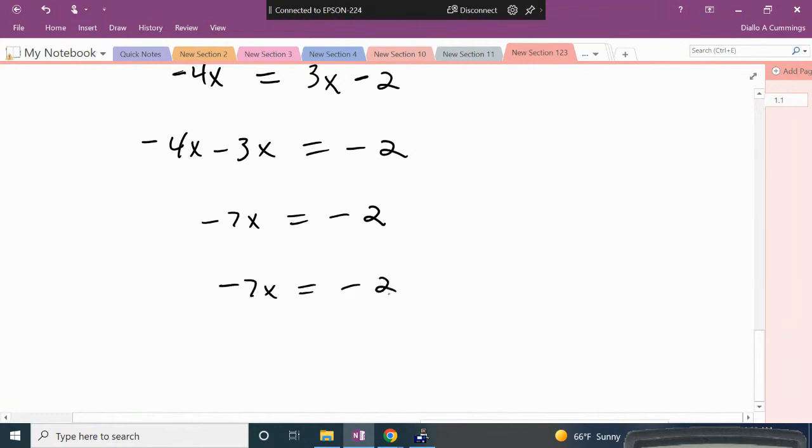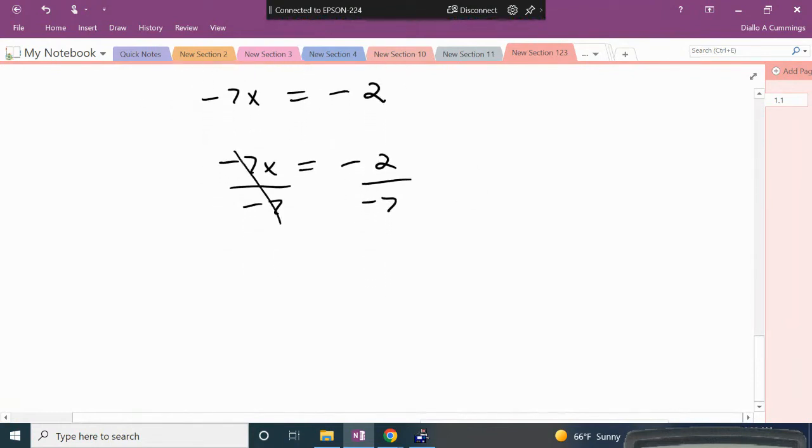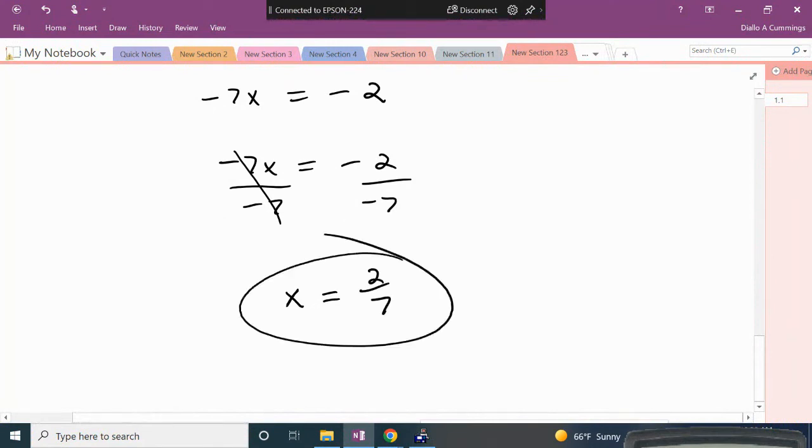So I'm going to put an extra step in. I'm going to divide both sides by negative 7. So on the left-hand side, the negative 7s cancel, and we're left with x. And keep in mind that x should always be positive. Now if we simplify, a negative divided by a negative is a positive, so we have x is equal to 2/7. So that is the hand solution.